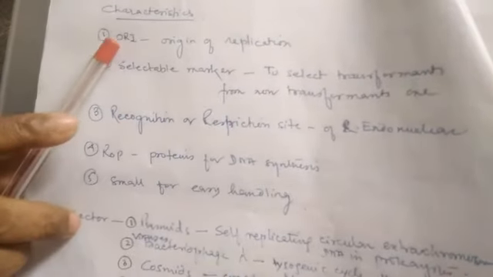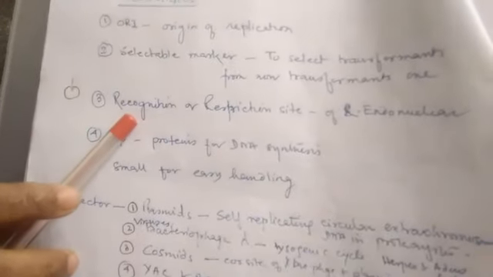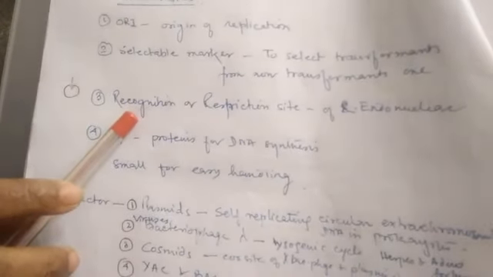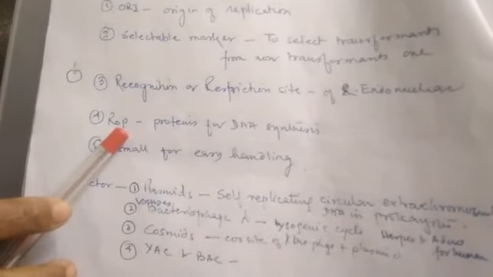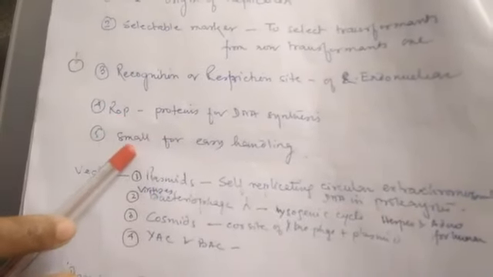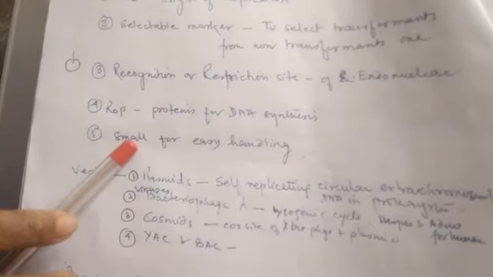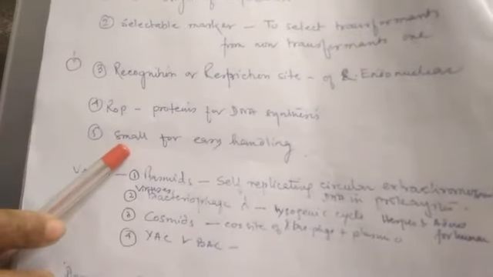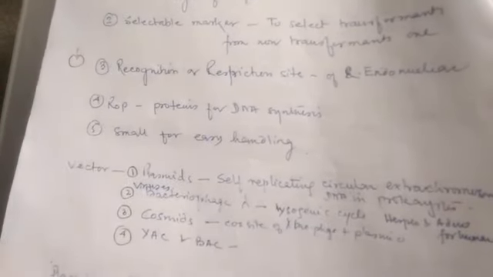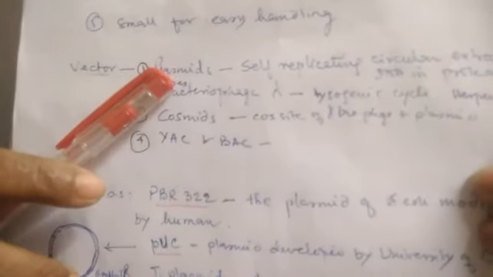So origin of replication, the selectable marker, recognition site of the restriction endonuclease, and the ROP or the protein for the DNA replication, and it should be small, easy to handle. So these are the characteristics of an ideal genetic cloning vector. Next we will see what the vectors are. Clear? Number one is the plasmids.